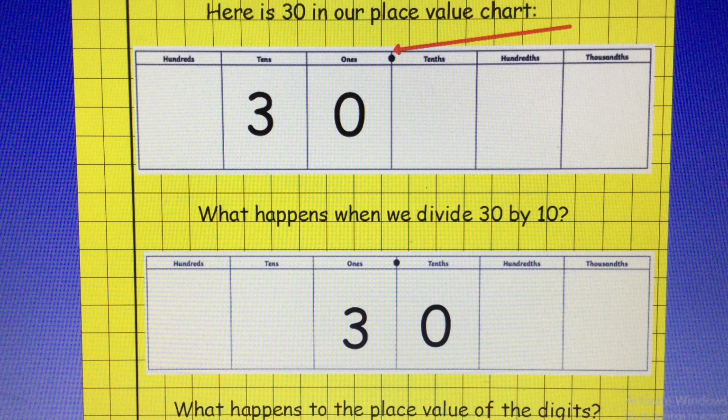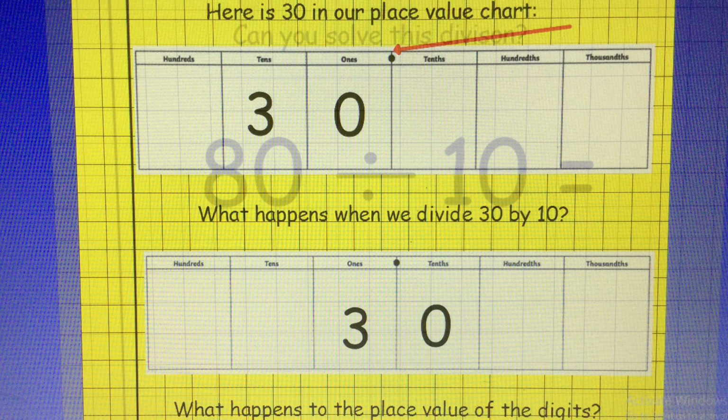But what happens when we divide 30 by 10? In our second place value chart, you can see the place value of the digits have changed. There's now 0 tenths and 3 1s, because 30 divided by 10 is 3.